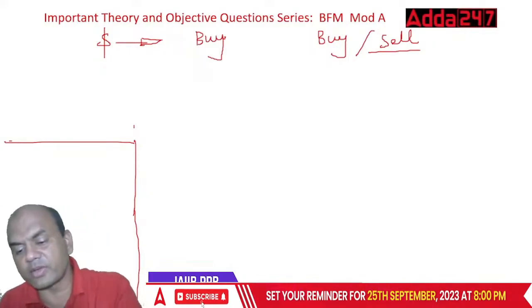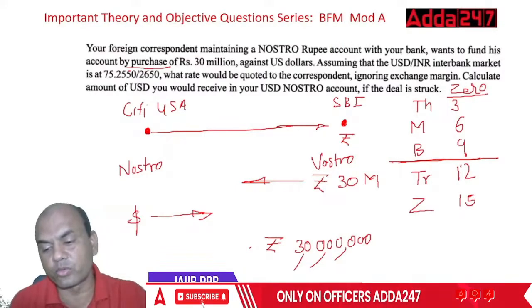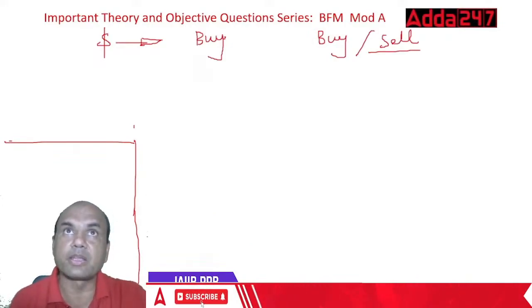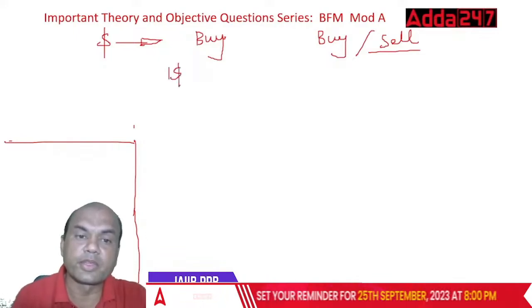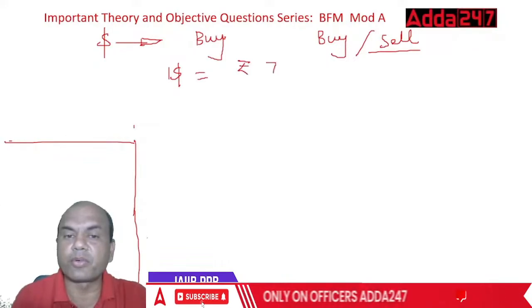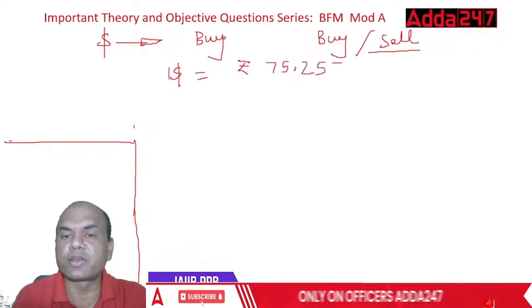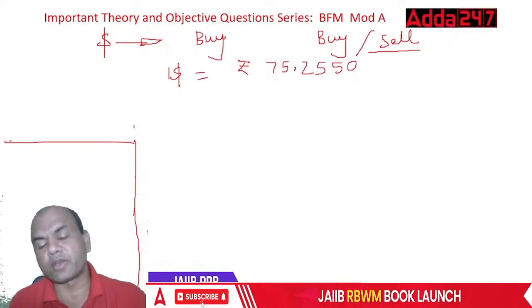Now what is the rate given? The rate given is this 75.2550. We'll take it. Now what do I want? Look at this very properly, very important part. So $1 equals rupees 75.2550. This is the rate.